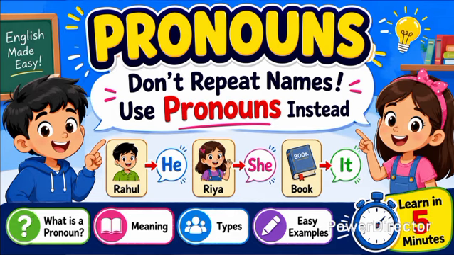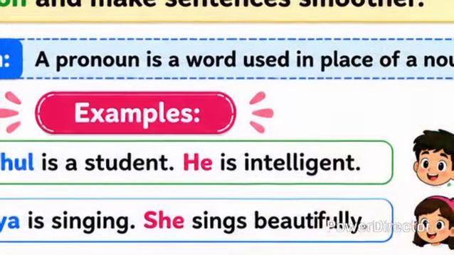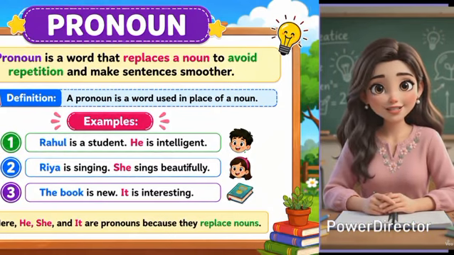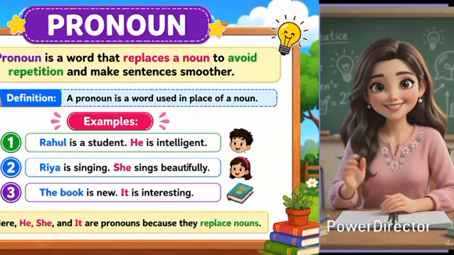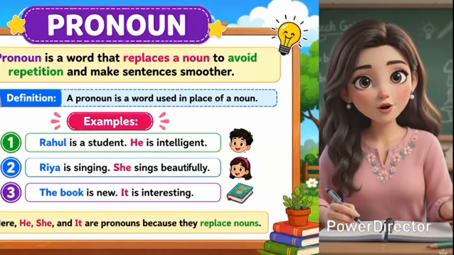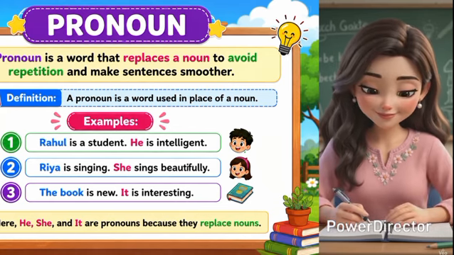A pronoun is a word used in place of a noun. Let's look at some examples. Rahul is a student. He is intelligent. Here, he, she, and it are pronouns because they replace the nouns Rahul, Riya, and the book.